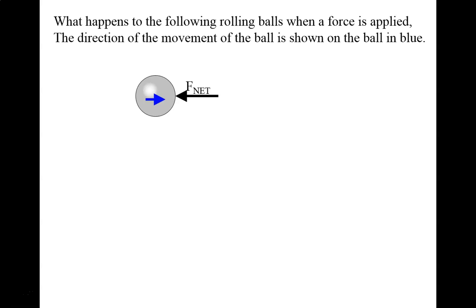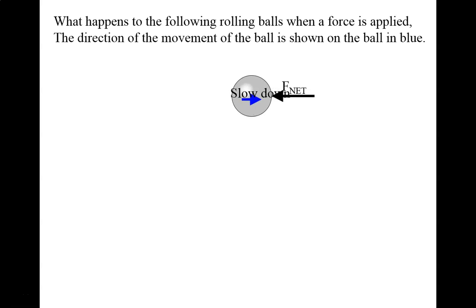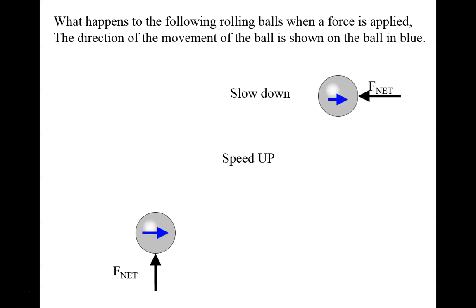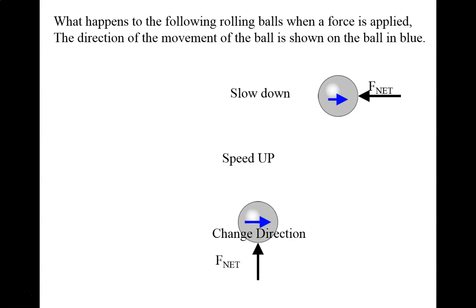Okay, so let's say we've got a ball that's rolling to the right, and I apply a net force, an unbalanced force, to the left. What happened to its motion? A force opposite the motion of an object slows it down. If I push something the way it's moving, then it speeds up. And which way do I push something to get it to turn? I push perpendicular to the way it's moving, and that causes it to change its direction of motion.